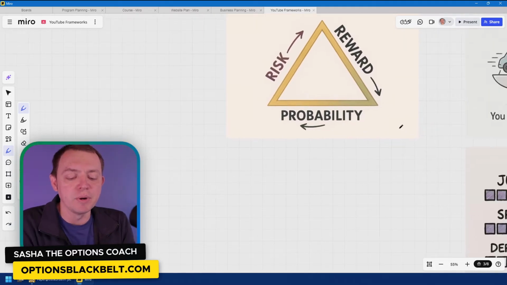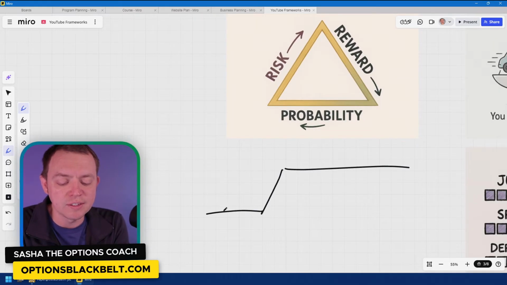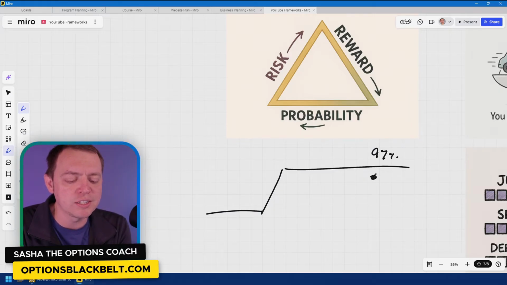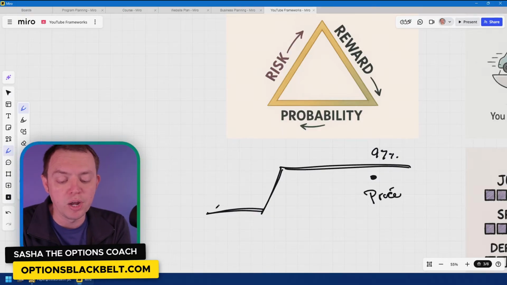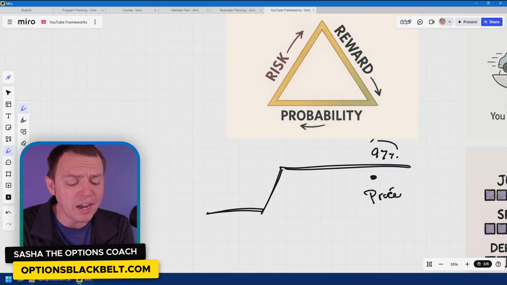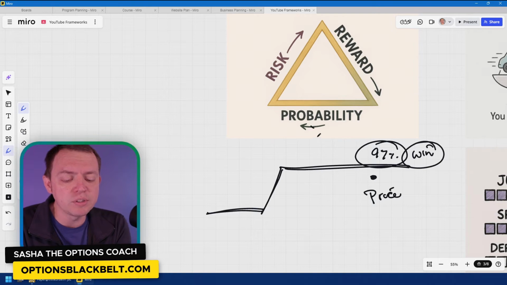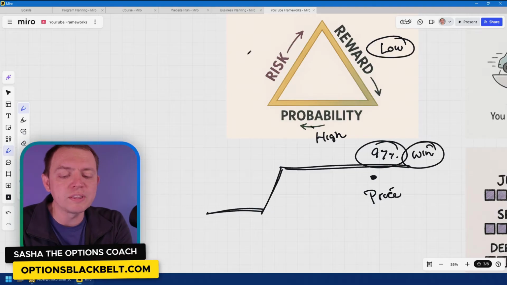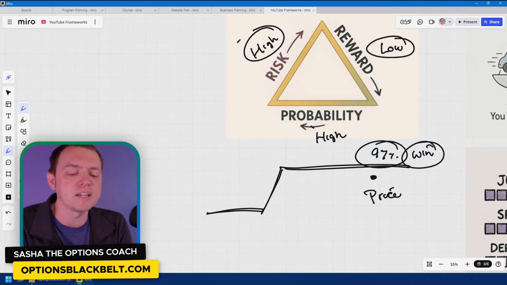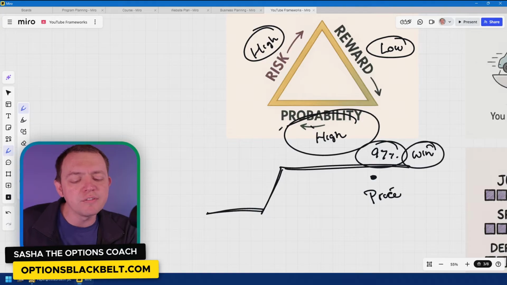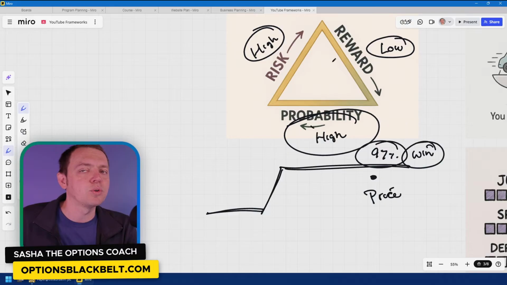Let's say you're doing an out of the money vertical spread, and we're doing a super high probability one where it's like a 97% chance of winning. If you don't know what a vertical spread is, it's basically selling put options way out of the money, which means we have a high chance of winning this trade. Our probability is going to be very high. Our reward is then going to be low, but the risk is going to be high with this type of trade. So you get a very good probability, but the risk is going to be higher and the reward is going to be lower.